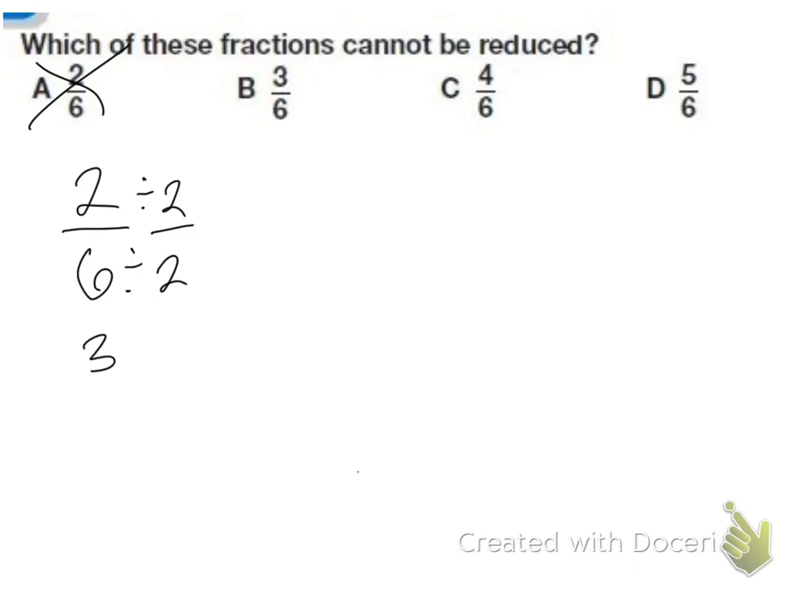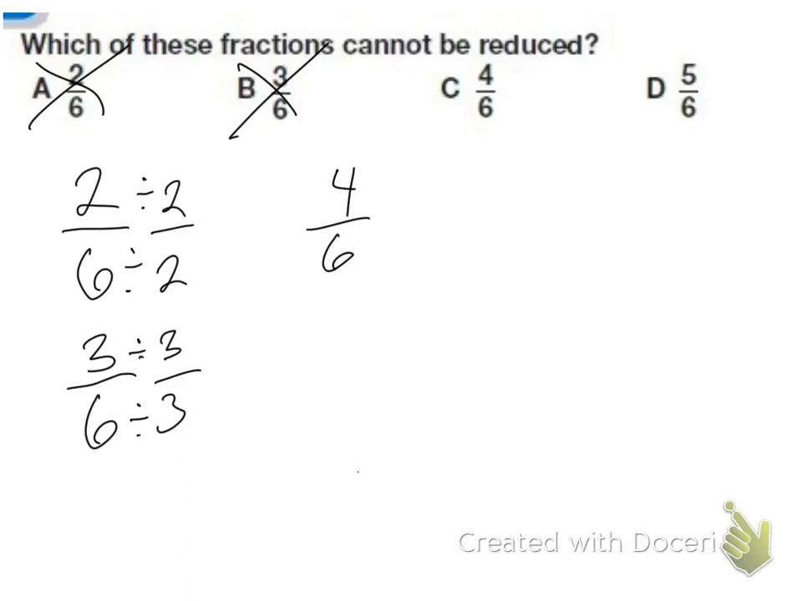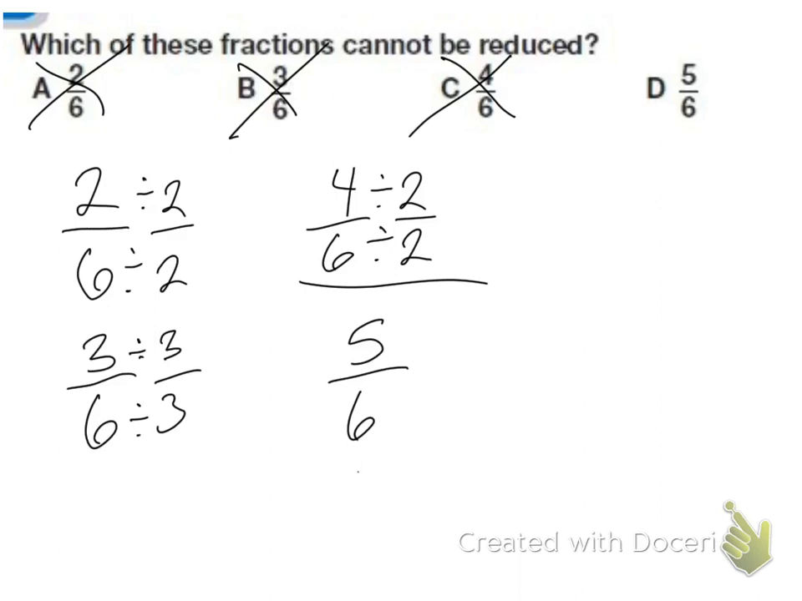What about 3/6? Well, I can divide both the top and the bottom by 3. So that means that this one can be reduced. Well, what about 4/6? Well, 4/6, they're both even numbers, so I can divide both these numbers by 2. So that means that one can be reduced. What about 5/6? Well, there's no number I can divide both the top and the bottom by. Okay, so because 5 can only be divided by 5 or 1, and 6 can't be divided by 5, that means that 5/6 cannot be reduced.